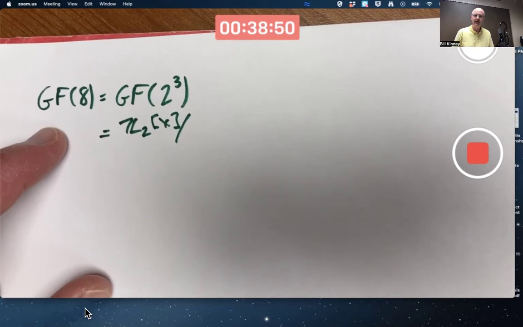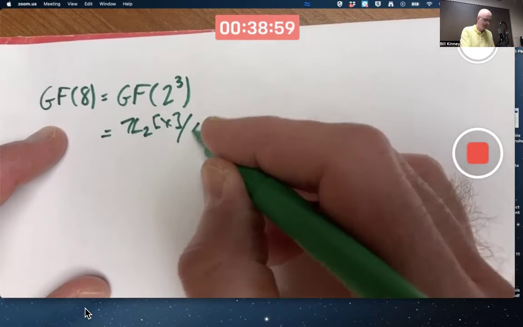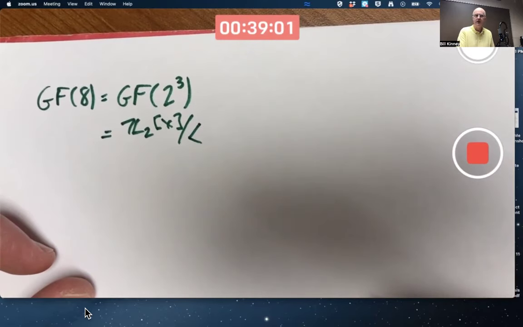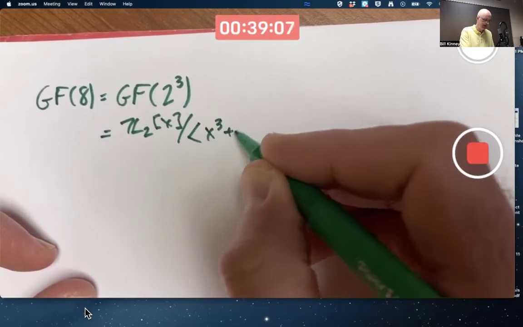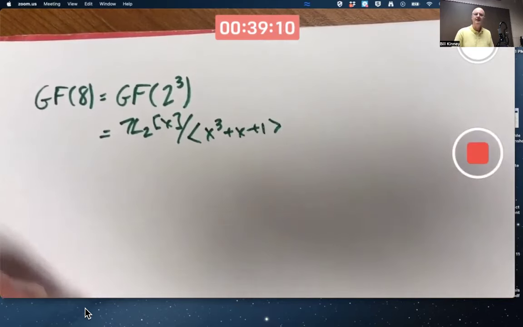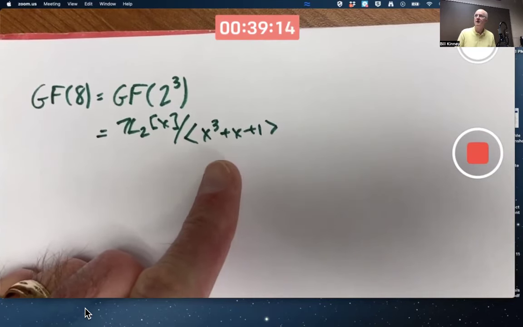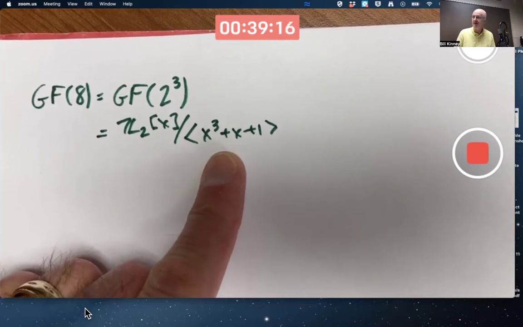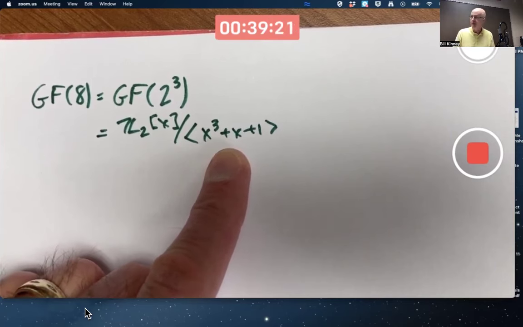But if we want the field to have 8 elements, we better pick that polynomial to be a cubic. What cubic? There could be a couple different choices. I think there are. Probably the simplest one is to pick x cubed plus x plus 1. It is a cubic, still degree 2 or 3. So to confirm this is a maximal ideal, all you have to do is verify that this polynomial is irreducible by showing it doesn't have a 0 in Z2.